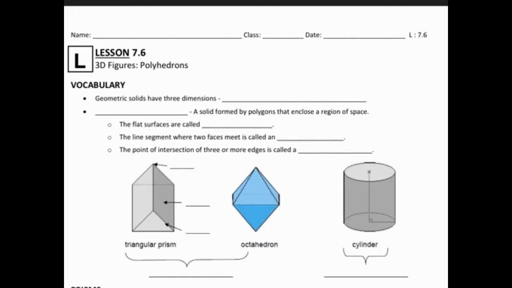If you have a geometric solid that has 3 dimensions, those 3 dimensions are known as length, width, and height. So if you have a shape that has 3 dimensions, it has a length, a width, and a height. You notice there are 3 different measurements there. On the next one, we're going to learn exactly what the definition of a polyhedron is.